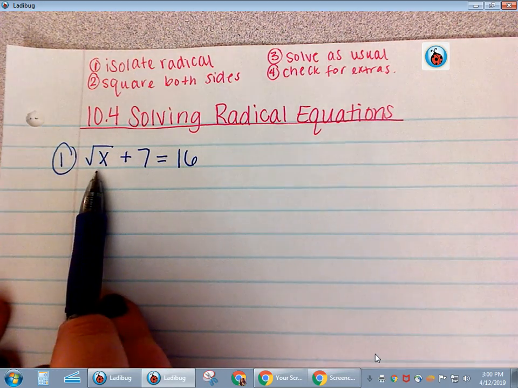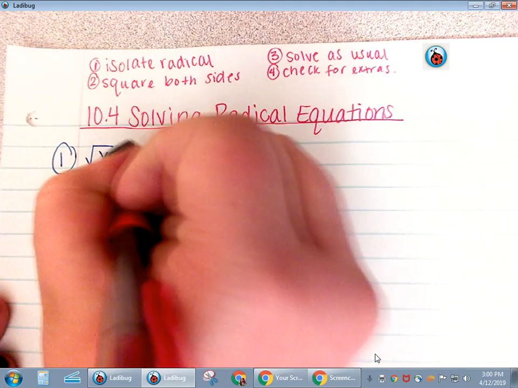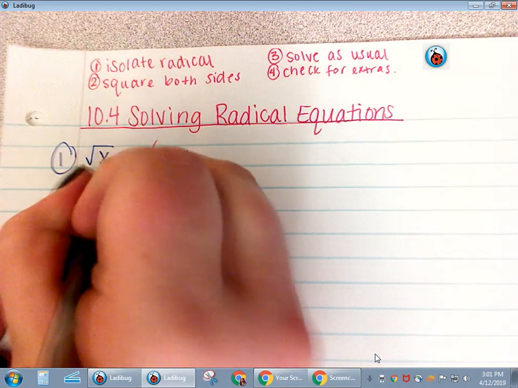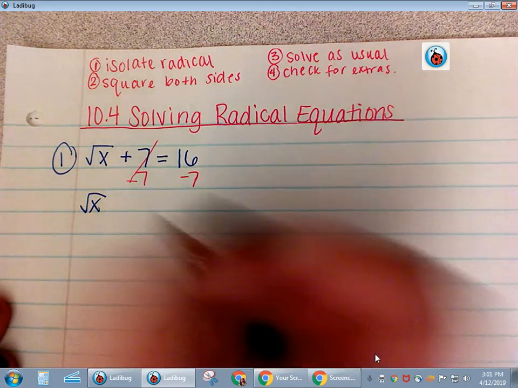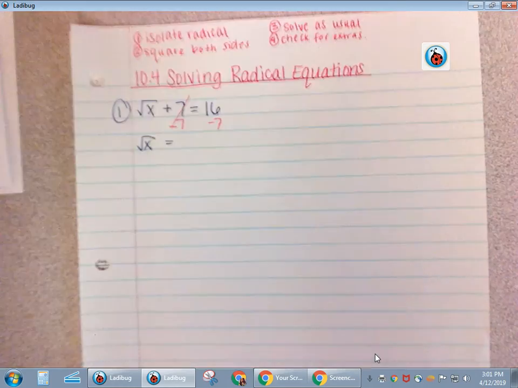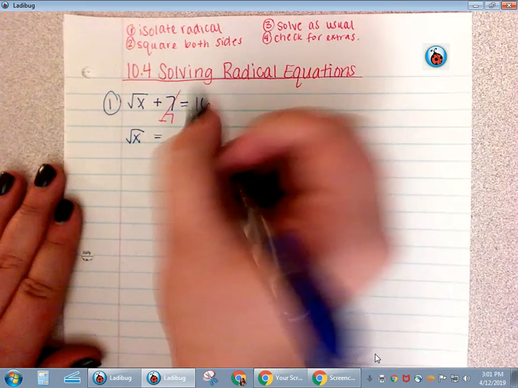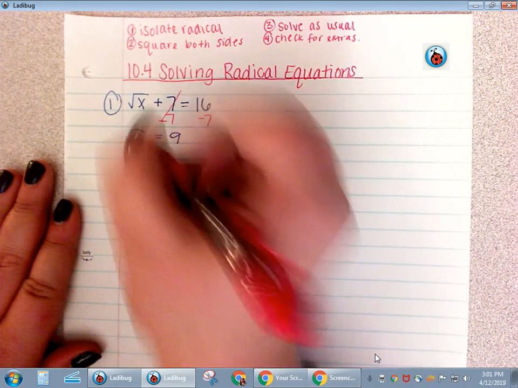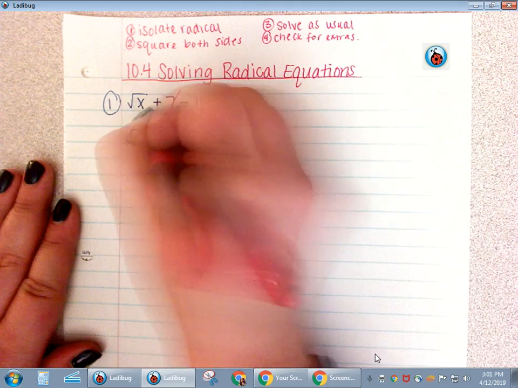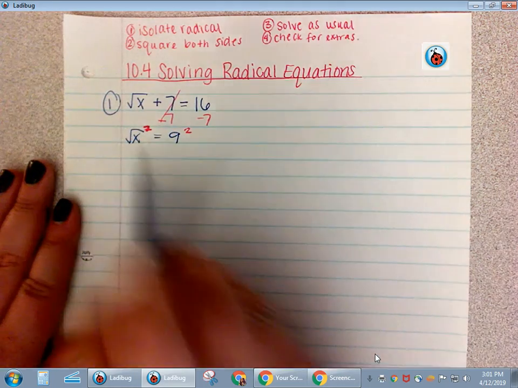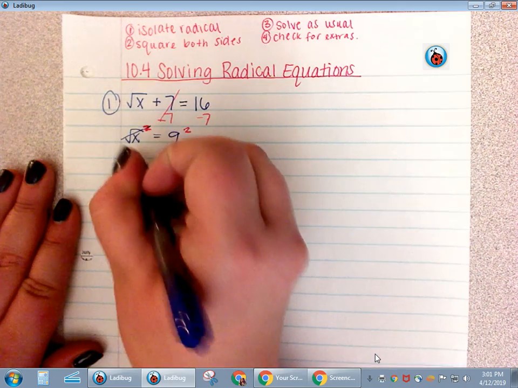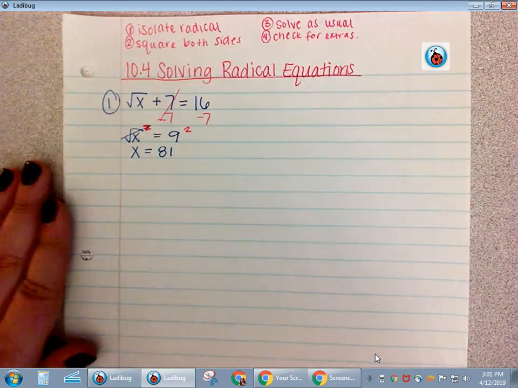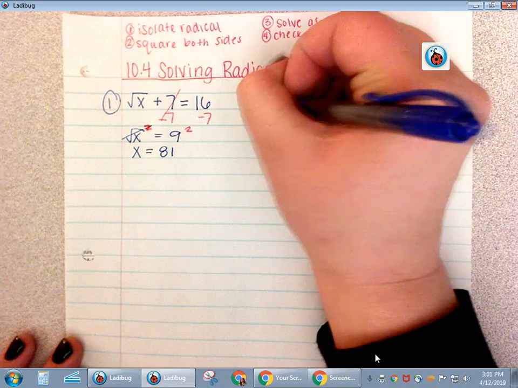First thing we want to do is isolate this radical, get it by itself. So we need to move our 7 to the other side. So on the left, we just have square root of x. And on the right, we have 16 minus 7, which is 9. Now that our radical is isolated, to get rid of the square root, we need to square both sides. So the square root of something squared will cancel, and I've got just x on the left. On the right, 9 squared is 81. So the square root of what is 9? The square root of 81 is 9.